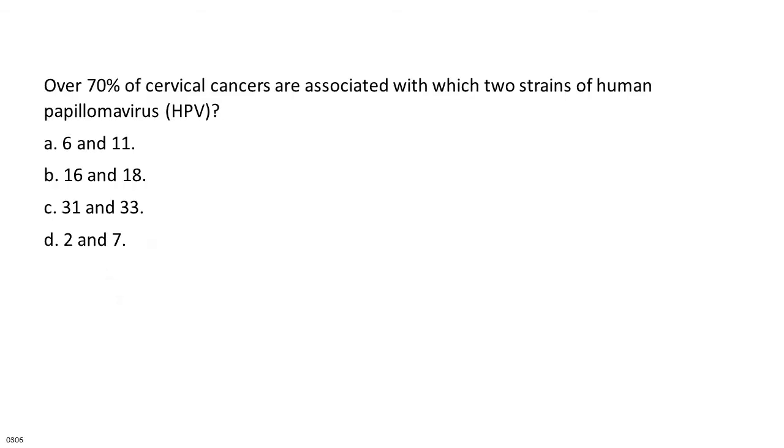Over 70% of cervical cancers are associated with which two strains of human papillomavirus, HPV? A. 6 and 11. B. 16 and 18. C. 31 and 33. D. 2 and 7.